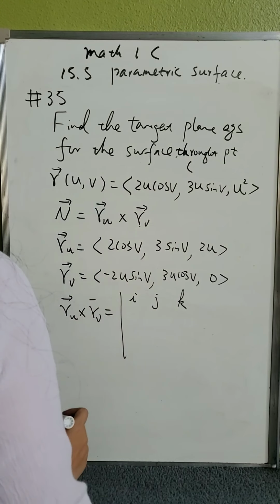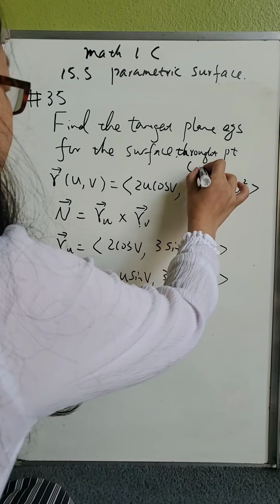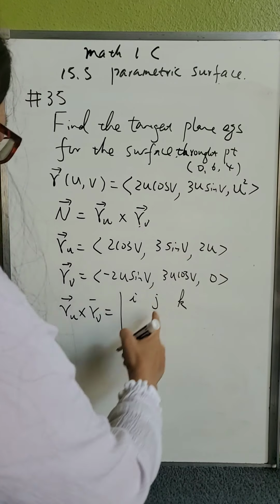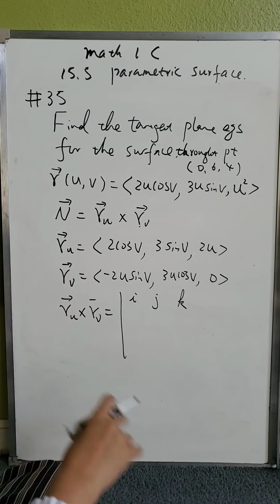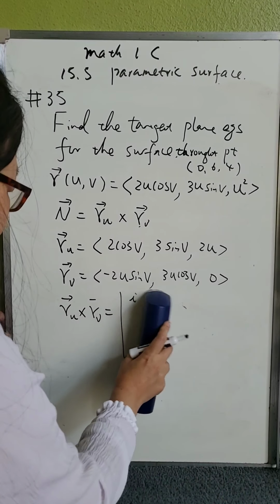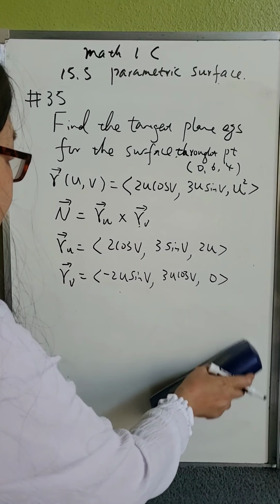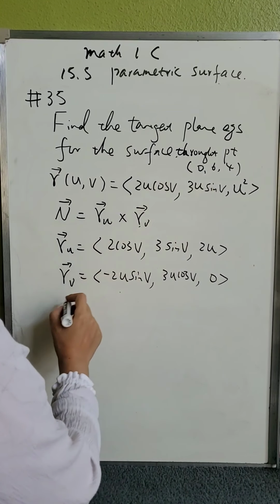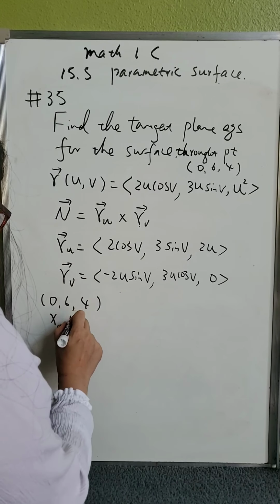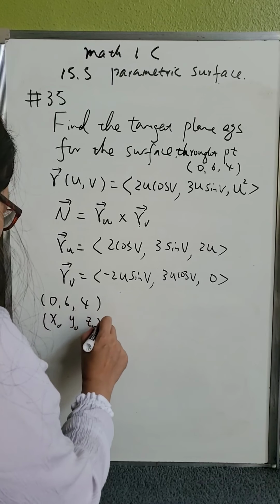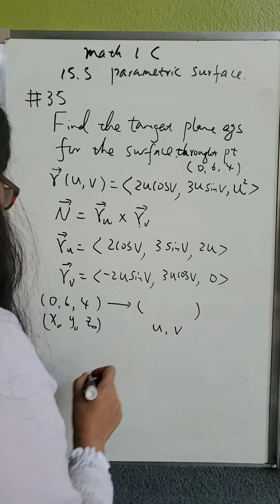Through the point (0, 6, 4). I can do this, but if I find the point first, it's a little bit easier, because I want to plug the points in first. So this point (0, 6, 4) is x0, y0, z0. I need to convert it to a point (u, v). And how do you convert it?